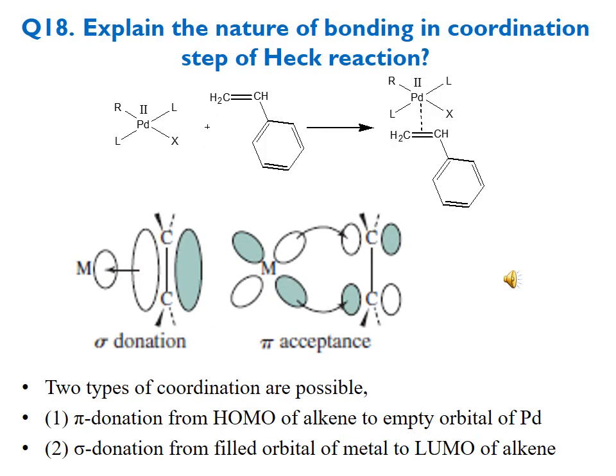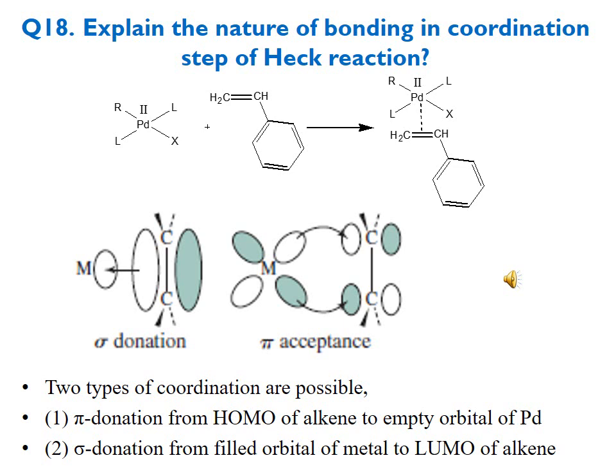Another important question, the last question of today's lecture, is about the Heck reaction: what is the nature of the bonding in the coordination step of the Heck reaction? You know that in the Heck reaction we use an alkene which is coordinated, and which makes a single bond with the other region of the alkyl halide or aryl halide. Here you can see the dashed line showing the interaction between the double bond of the alkene and the palladium.